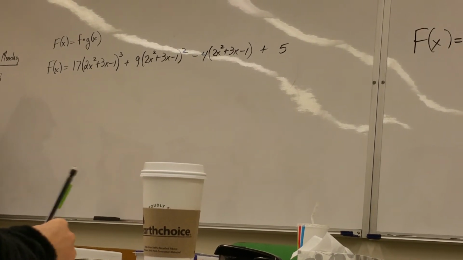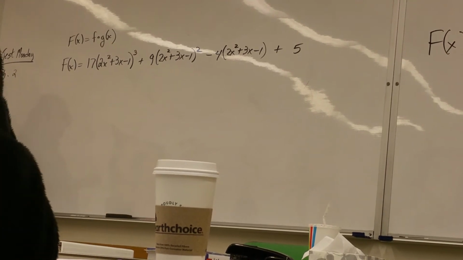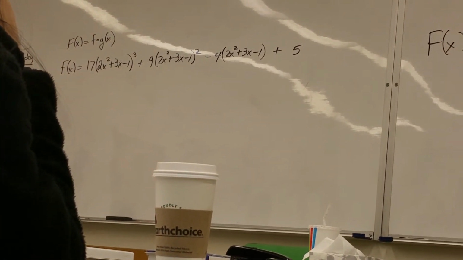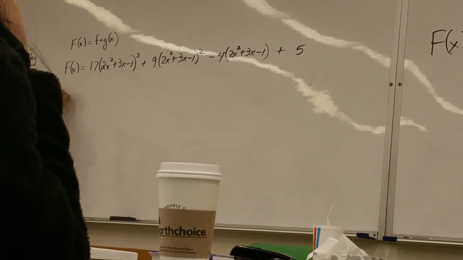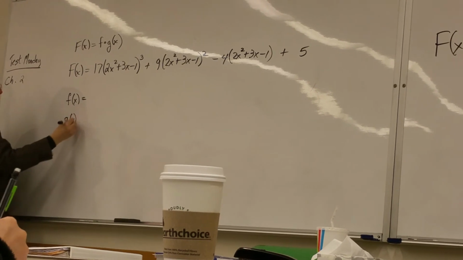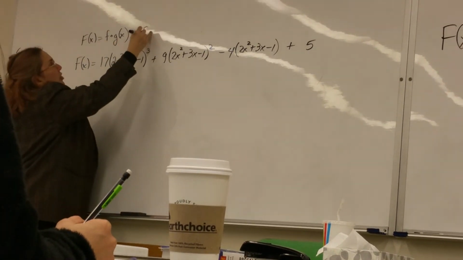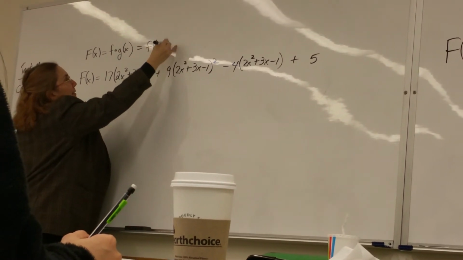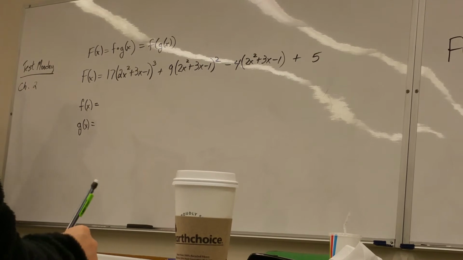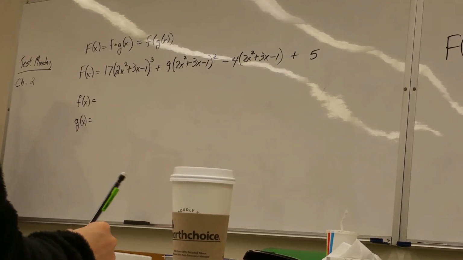Please believe me when I tell you, you do not want to multiply this all out. I want to know what function is little f and what function is little g. So little f of x is what? And little g of x. So I said f composed with g is f of g of x. So g of x is the inside function.